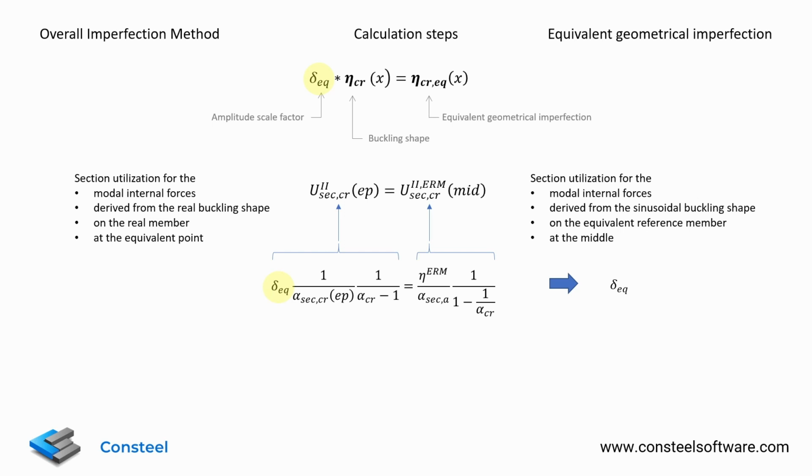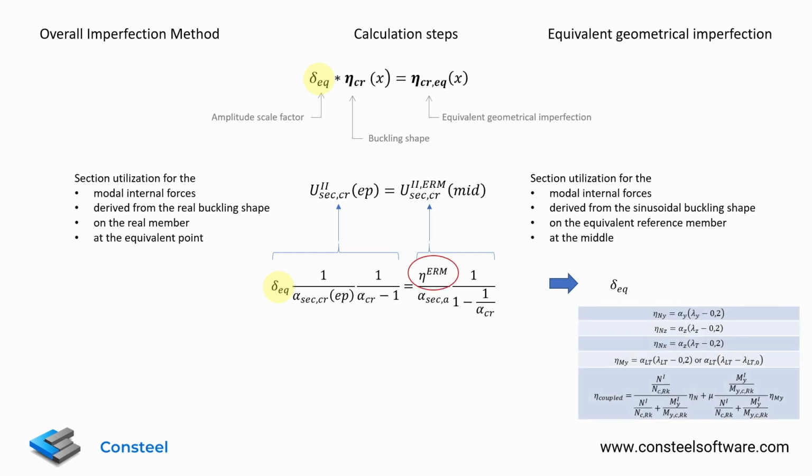It is important to point out here that the amplitude scale factor is calculated based on the standardized, calibrated value of the equivalent imperfection factor. This is how it is ensured that we will have the same effect using an imperfection to account for the buckling phenomena as if we were using the standardized strength reduction method.